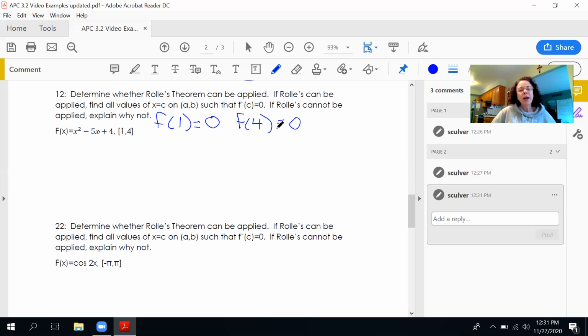So f of b does equal f of a. Now, by the way, f of a and f of b don't have to equal 0. They just happen to in this case, right? So they're equal to each other.